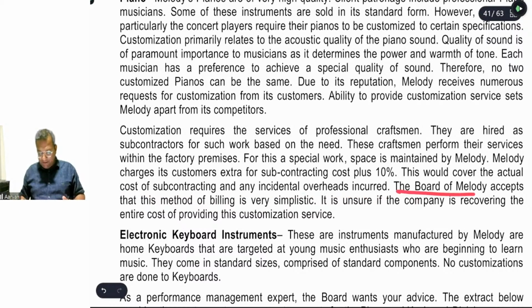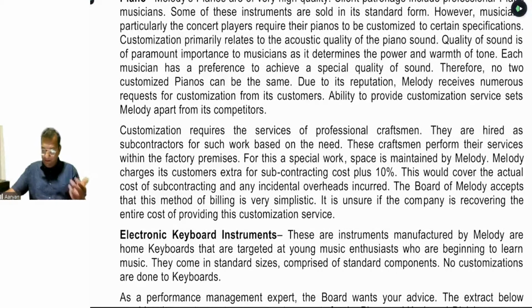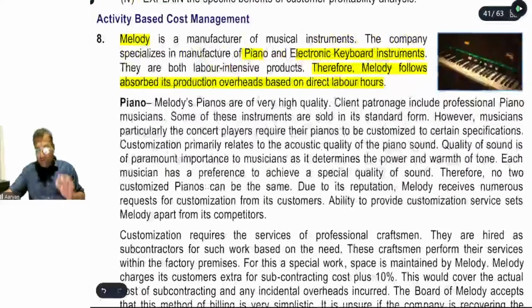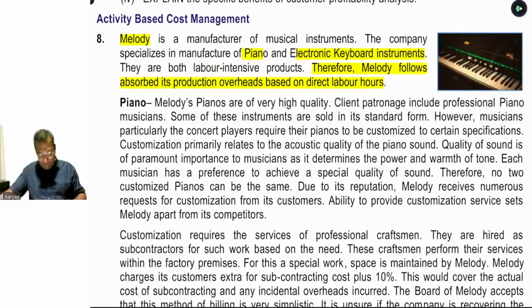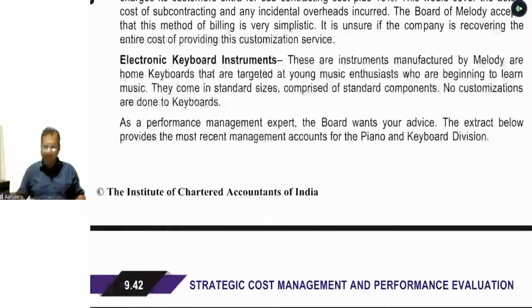The board of the company accepts that this method of billing is very simplistic. It is unsure if the company is recovering the entire cost of providing this customization service. Although the method is very simple, whatever the subcontracting charges, we will add 10% to it. And after that, we are still unsure whether we are able to recover our full cost or not by this simple method. Okay. This is all about the very first product, piano. And now the second product, electronic keyboard instrument.